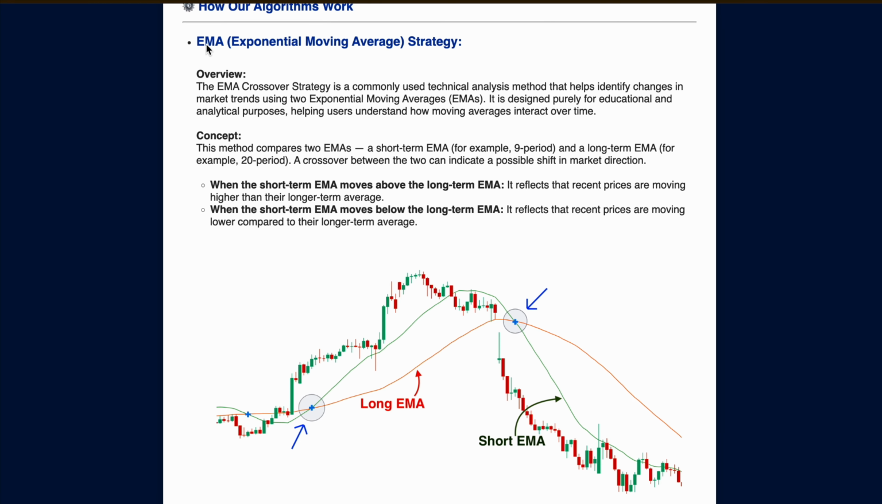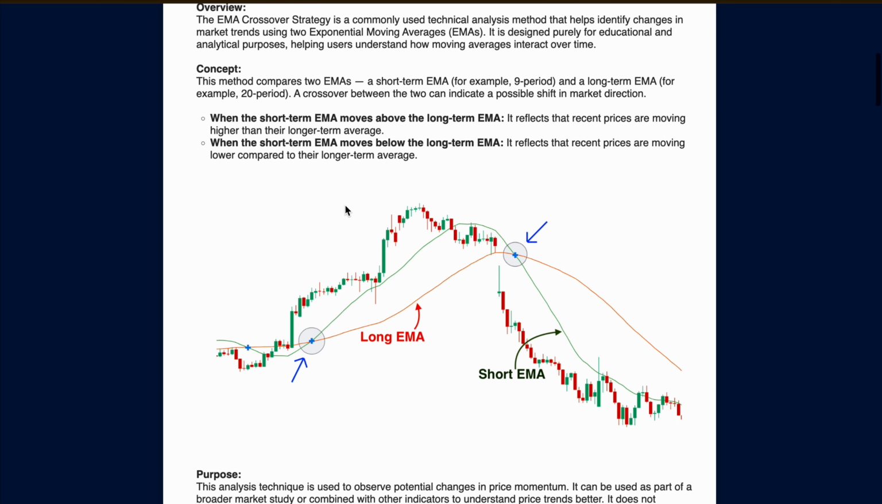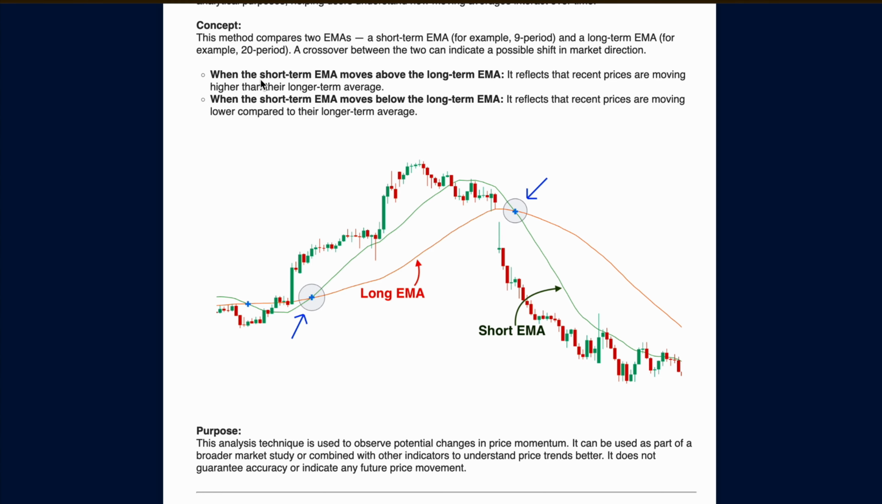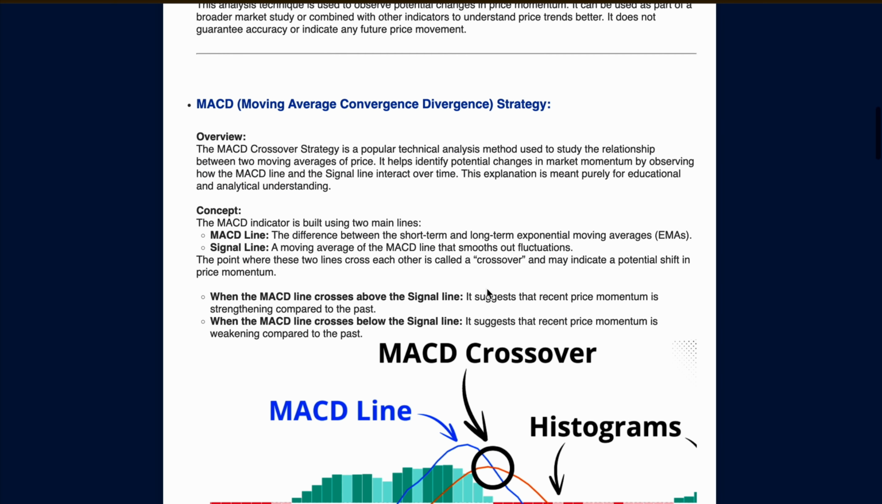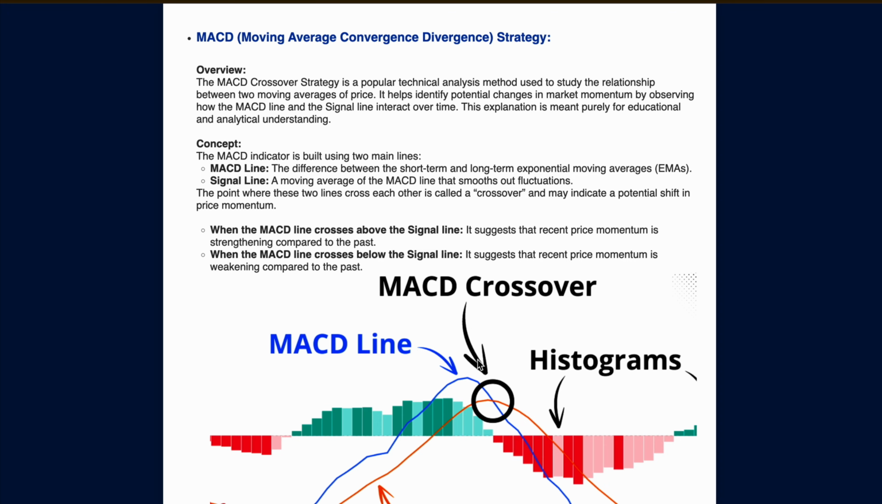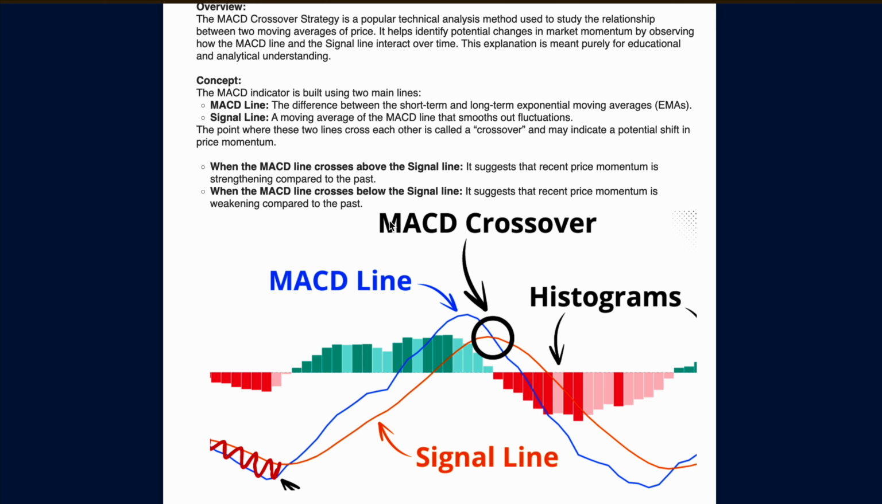So like that we have written the EMA strategy here, means whenever signals will be generated. As we have mentioned, when the short term EMA moves above the long term EMA, like that. Green is short term, long term EMA is red color. So when green is going up, it reflects that the recent price is moving higher than the longer ones, and like that for sell also here. Then there is MACD. You can read how MACD works.